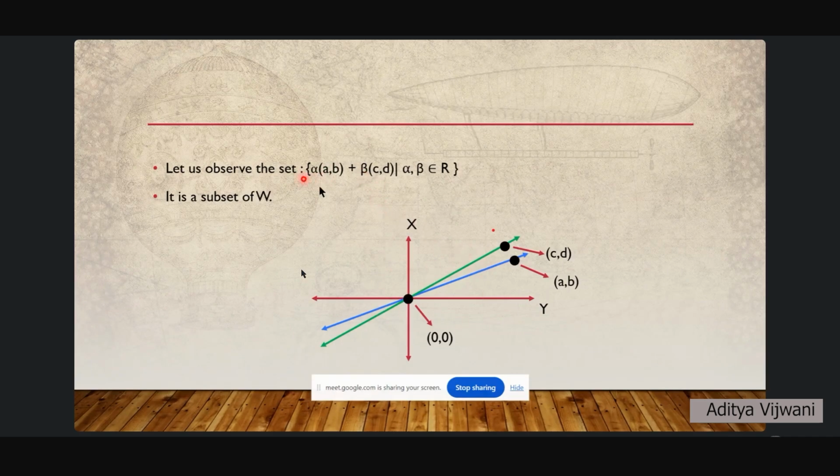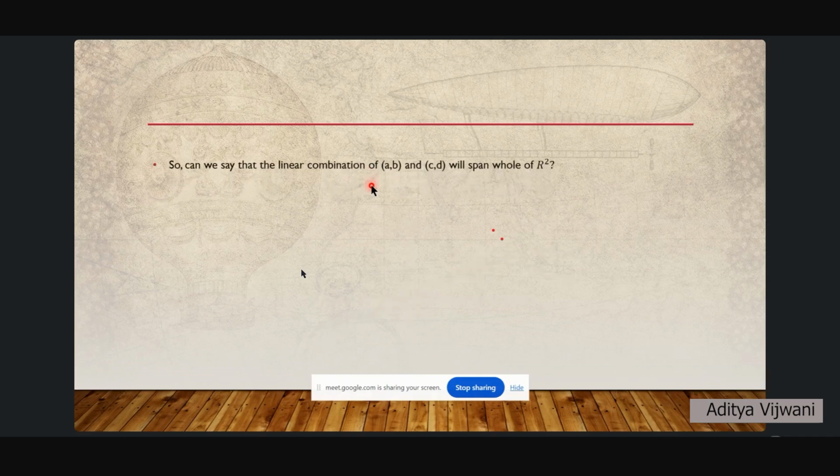Because see, changing beta and alpha, I'm getting lines almost anywhere on R2, right? It's just a matter of shifting the points of any of the lines by some factor of AB or CD, whatever you choose alpha or beta to be. So yeah, that will be a subset of W. So now we get a feeling that the linear combination of AB and CD should span the whole of R2.